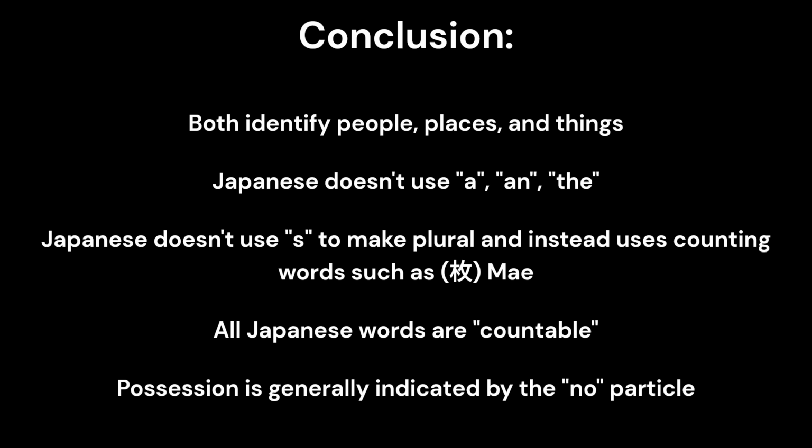In conclusion, while English and Japanese both use nouns to identify people, places, things, and concepts, there are several key differences in how they are used. Japanese nouns do not have articles, plurals are formed using counterwords, all nouns are treated as countable, possession is indicated using the particle no, and the word order of sentences can be different. Understanding these differences is essential for effective communication in both languages.